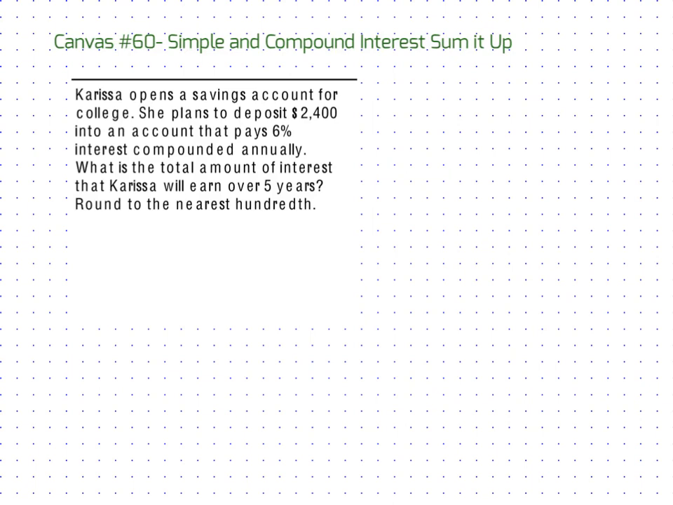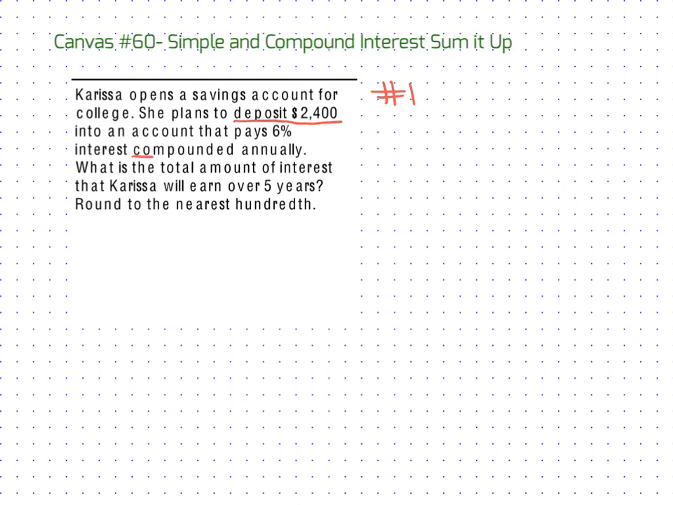Okay, so this video is meant to help you with some of the problems on Canvas number 60. Let's start with problem number 1 on the assignment, which I typed out here on the left-hand side of the screen. You have Carissa, who opens a savings account for college. She plans to deposit $2,400. This word deposit helps us figure out the starting amount, which is our principal. She plans to deposit that $2,400 into an account that is paying 6% interest compounded annually.